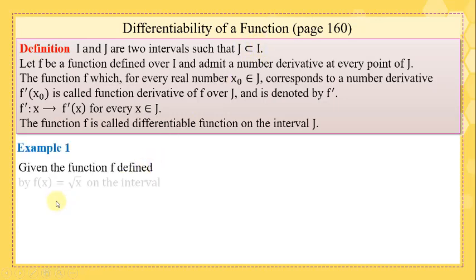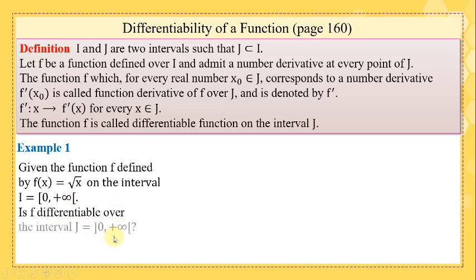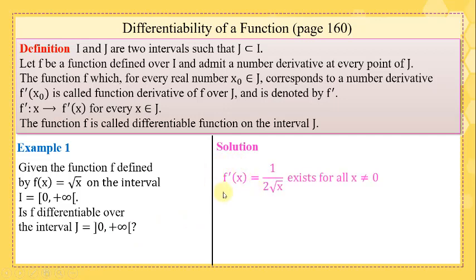Example: f of x equal radical x defined on interval I, 0 closed till plus infinity. Is f differentiable on the interval J, 0 open till plus infinity? Simply, we calculate the function derivative applying the rules. We get 1 over 2 radical x. The derivative of radical x is 1 over 2 radical x.